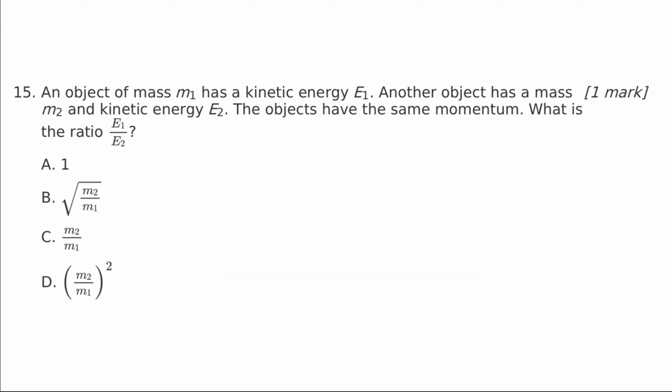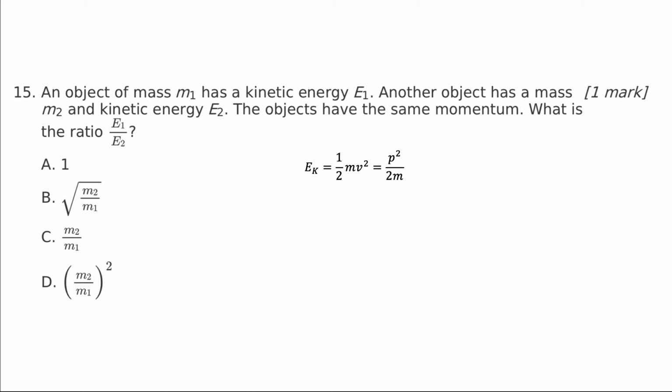Very nice question, this one. Okay, we've got an object of mass m1 and kinetic energy E1, and mass m2 and kinetic energy E2. The objects have the same momentum, but we want to know the ratio. Now here you can use two equations. One of them is half mv squared, or you can use p squared over 2m.